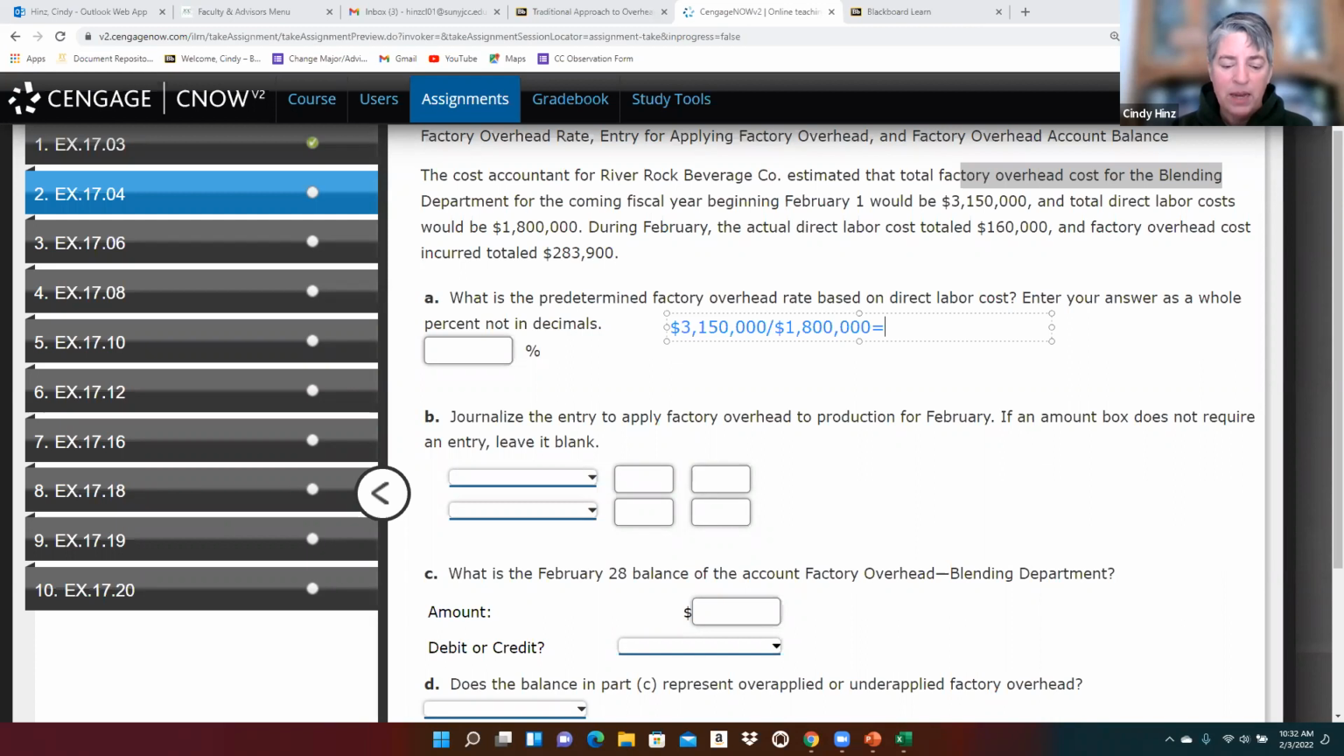So we're entering as a percent, and we're rounding to the nearest whole percent if we need to. So 3,150,000 divided by 1,800,000 is 1.75 as a decimal. But if we want to change that into a percent, we're going to move the decimal 2 places to the right, 175%. And you can see they have the label already there for us as a percent, so we know we need to enter that as 175, not 1.75. That makes sense to everybody?